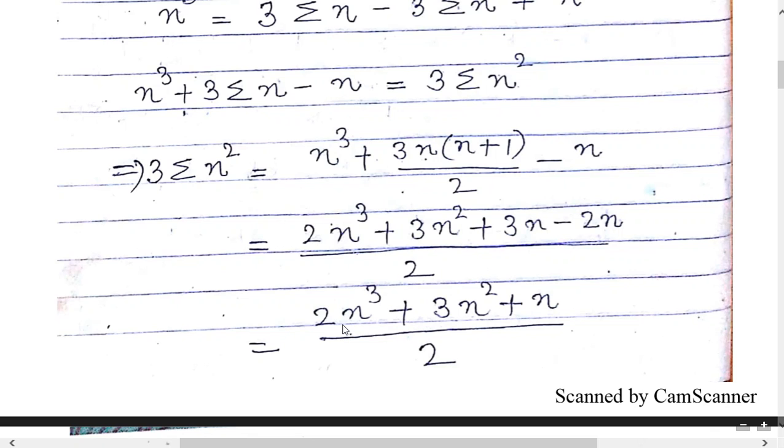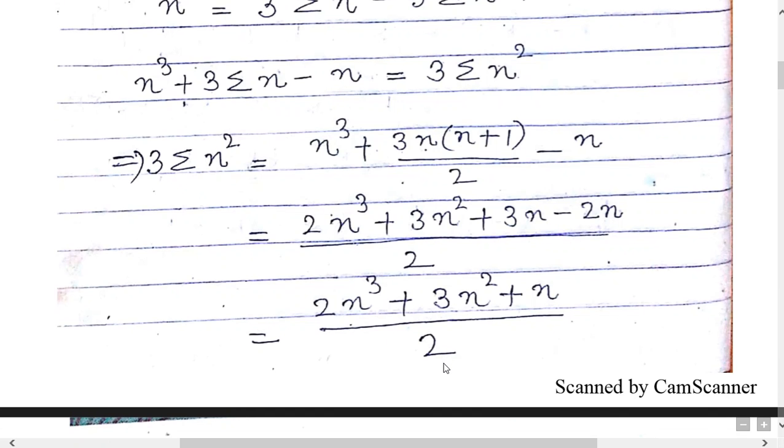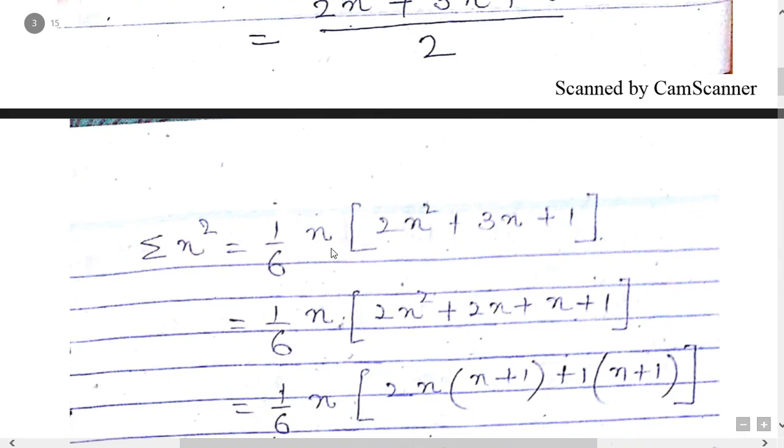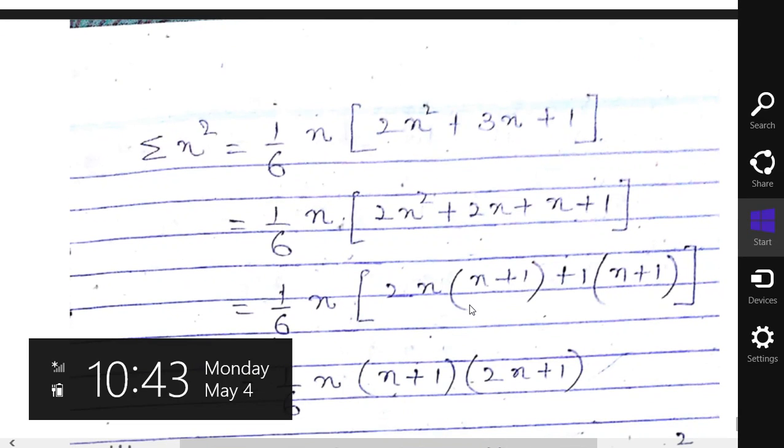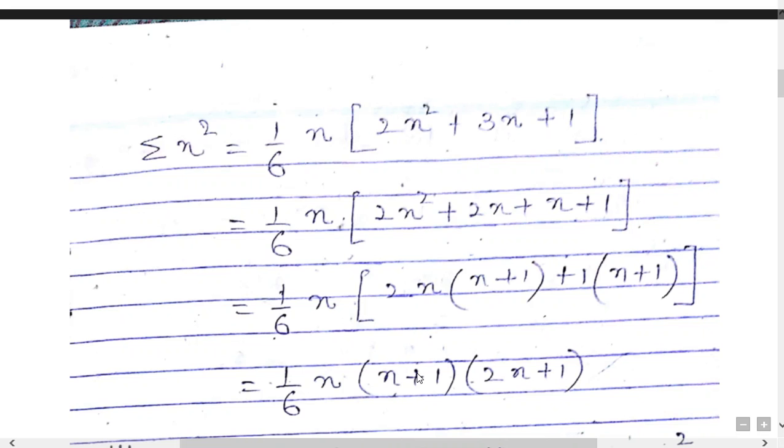From here you can take n common and divide by 3 on the right hand side. It's 1 over 6, and you can take n common. It's 2n square plus 3n plus 1. Then factorize it. You will get the answer: n into (n plus 1) into (2n plus 1) divided by 6. It is the formula for sigma n square.